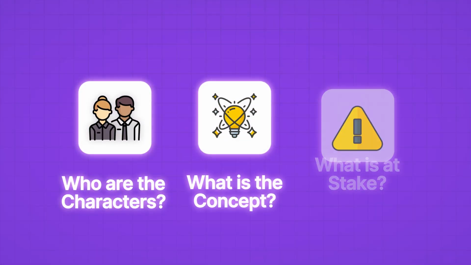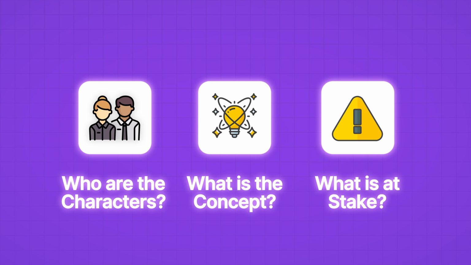I think one of the ways that I think about breaking that down, regardless of whether you make entertainment content or educational content, is breaking it down into these 3 bits. It is: who are the characters, what is the concept, and what is at stake. And this is something you can break down really quite easily.